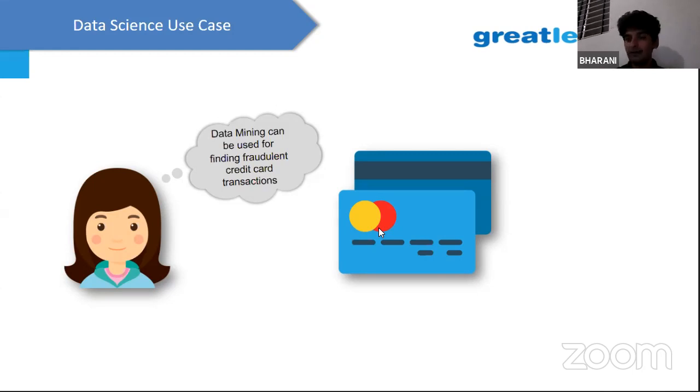Now, you know that it's a fraudulent credit card transaction, but how does your bank know that it's fraudulent? How was it able to flag it off as a fraudulent credit card transaction, right? So this is where data science comes in. All of your banks use different data science algorithms. They use different data science tools to figure out if these transactions are genuine or fraudulent.